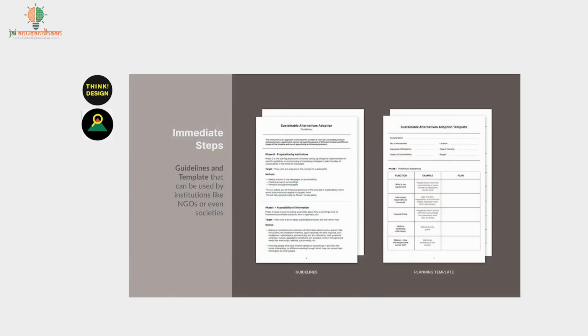To make it possible, you also need guidelines, so that people will follow them. You also need a template, which is useful for keeping track of what has been done and when, and what the progress is.